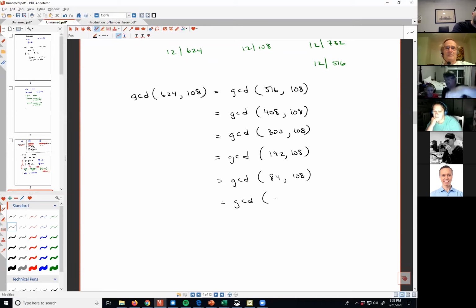This time, instead of subtracting 108, I'll subtract 84 from 108. The idea is that we're always subtracting the smaller of the pair of integers from the larger.